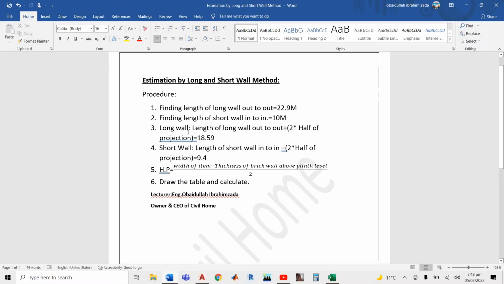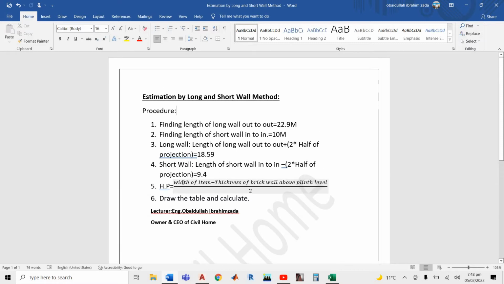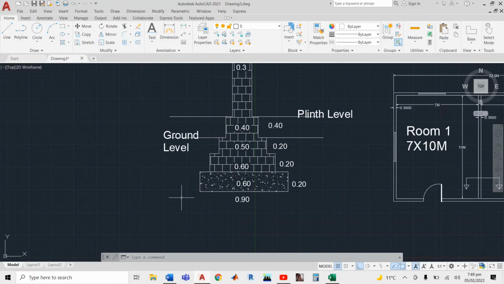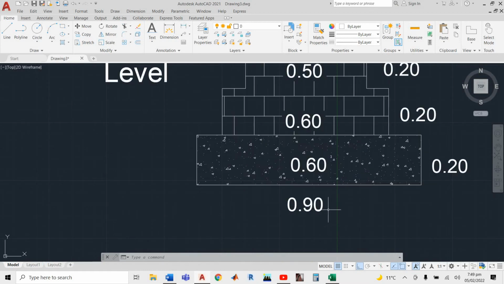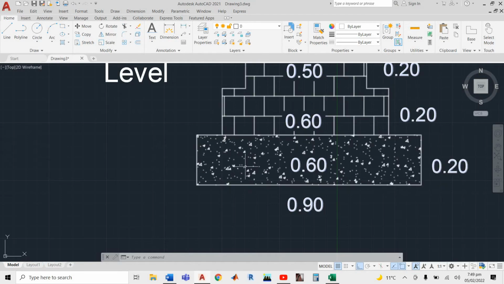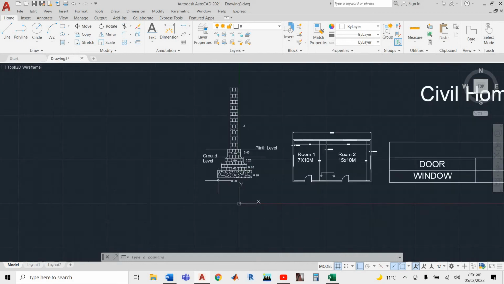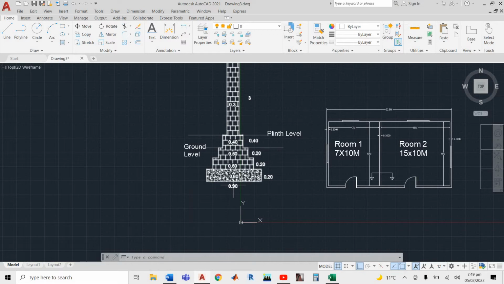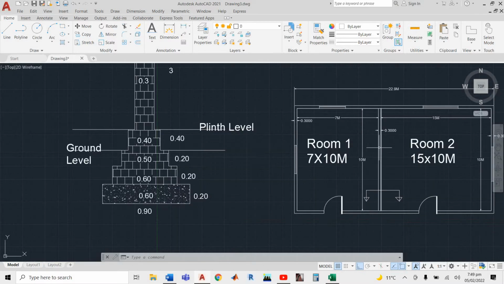First of all, we have to find the half of projection. How can we find it here? It is the width of the item. So how much is the width of this long wall? If you see in here, the width of this long wall is 0.9. It is the same as PPC. Always remember, the width of your long wall and the width of your short wall will be the same as the PPC level, because you provide PPC up to the level of your short and long wall length. So it is 0.9.